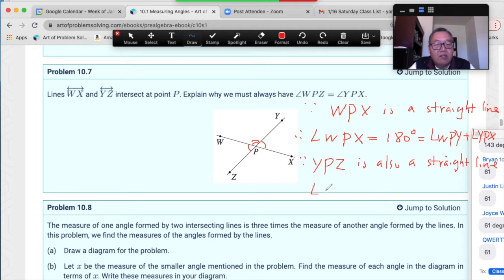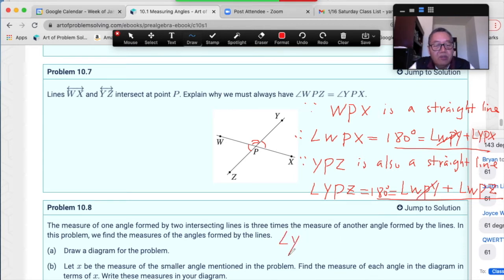Then we get angle YPZ, and this also equals 180 degrees, right? This 180 degrees equals angle WPY plus angle WPZ, right? Then you compare this and this. Say 180 degrees, this one equals this. Therefore, this one always equals this.